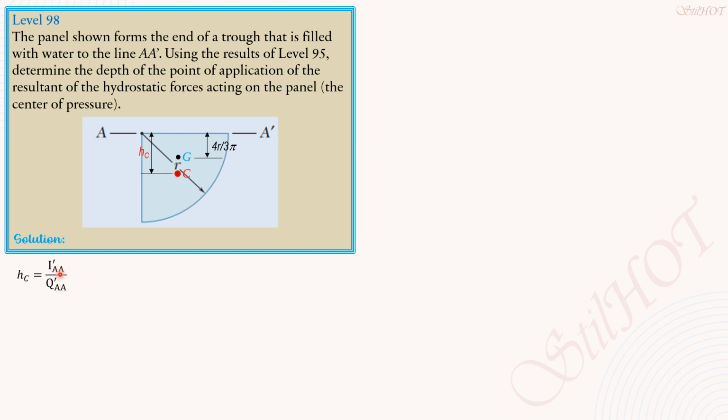So again, I_AA' is π over 16 r to the fourth, while Q_AA' is πr squared over 4 times 4r over 3π. So cancel π, and simplifying, it is 3πr over 16, or approximately 0.5890 of r.